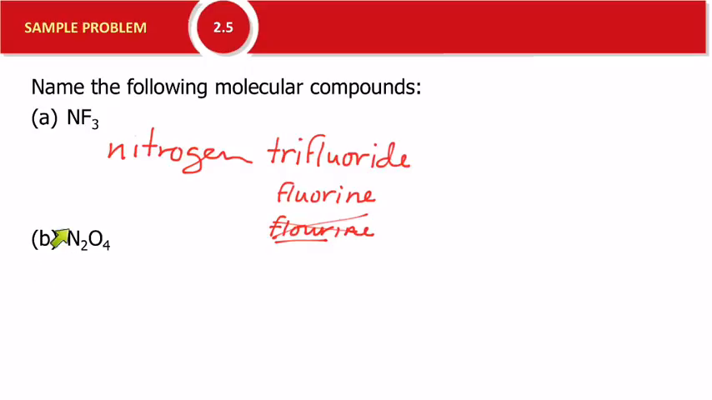Okay, what's this one? N2O4. Dinitrogen tetroxide. So there again, we're probably going to drop the A and just say tetroxide.